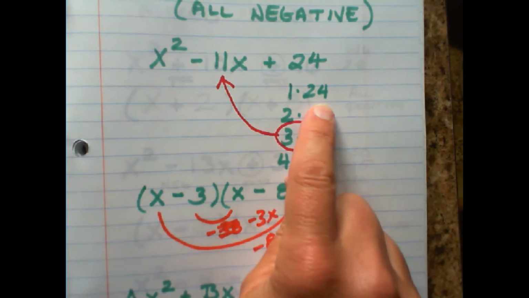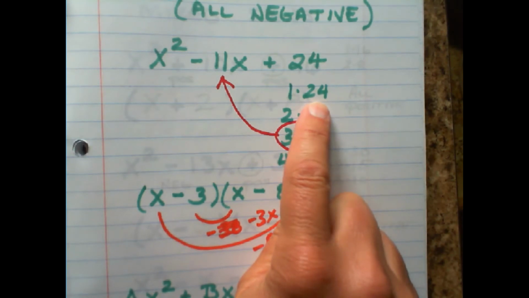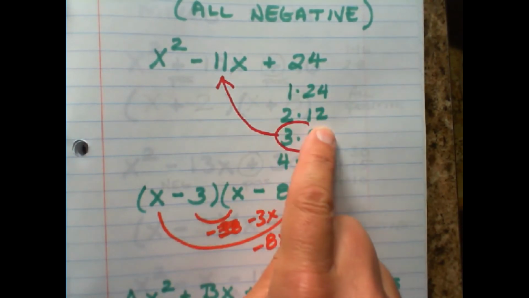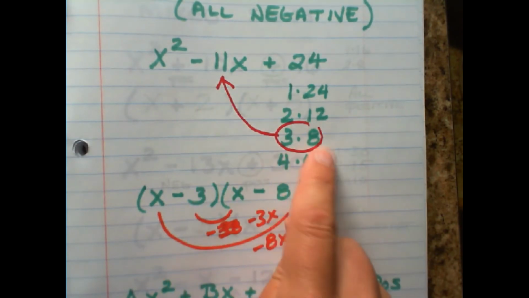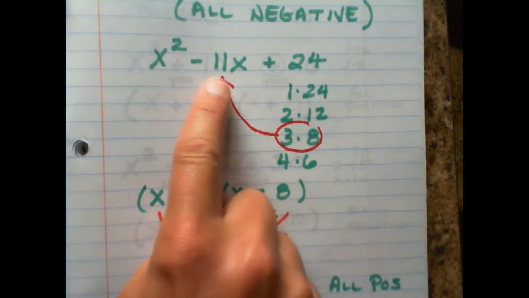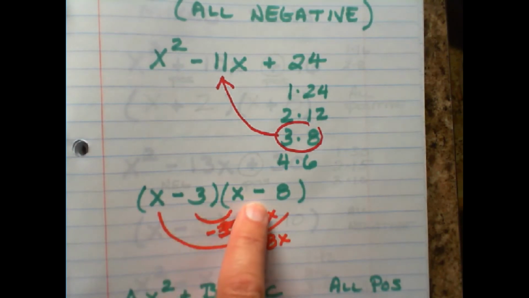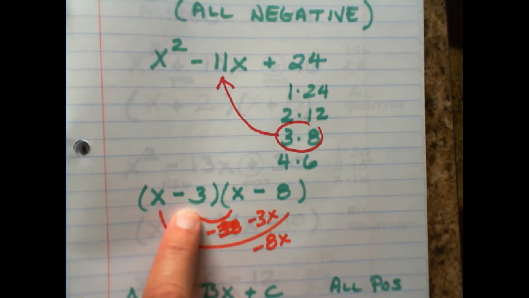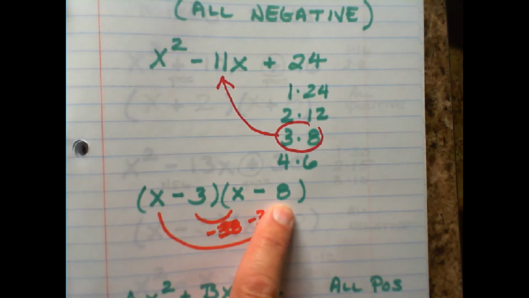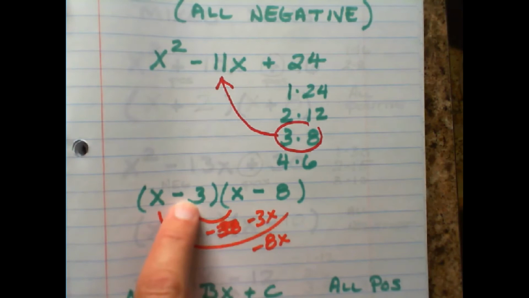Well, a 1 and a 24 gets me to a 25, not an 11. A 2 and a 12 gets me to a 14, not an 11. A 3 and an 8 gets me to an 11, so it's this one right here. When I build it, I'm going to build it with a negative and a negative. So x minus 3 and x minus 8. And I can test it with a happy face right here.